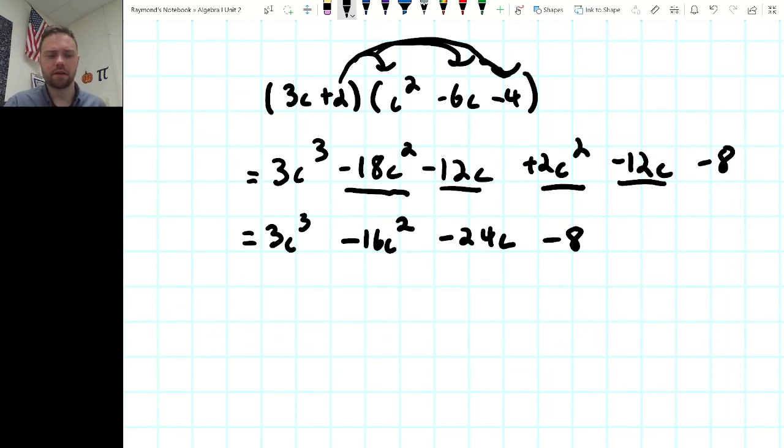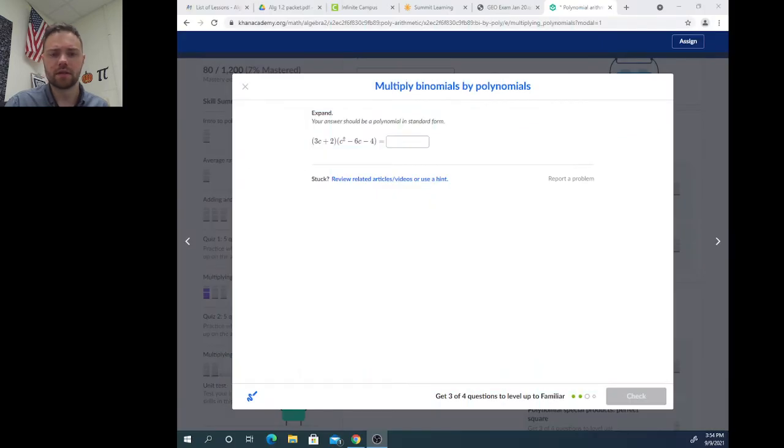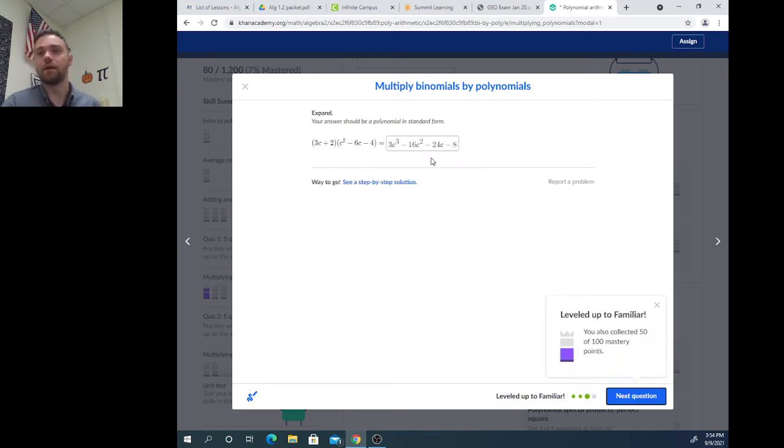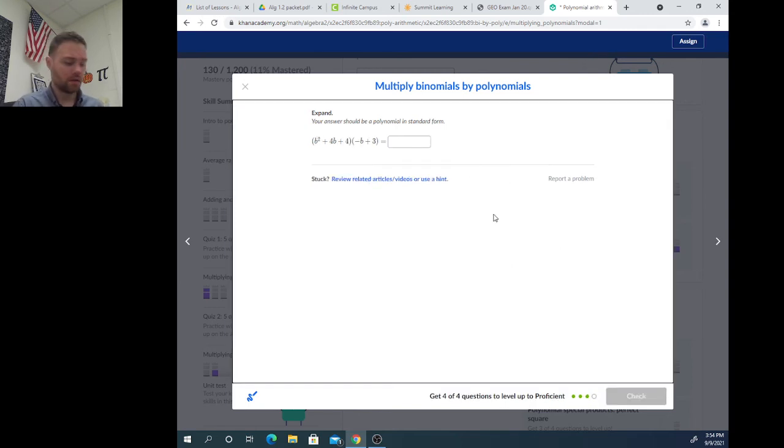So assuming I did all that correctly, all I have to do now is type it in. So let's see how I did. Make sure I didn't make any mistakes. So 3c cubed minus 16c to the second minus 24c minus 8. Yeah, so that's good. And we'll do just one more, just to make sure.